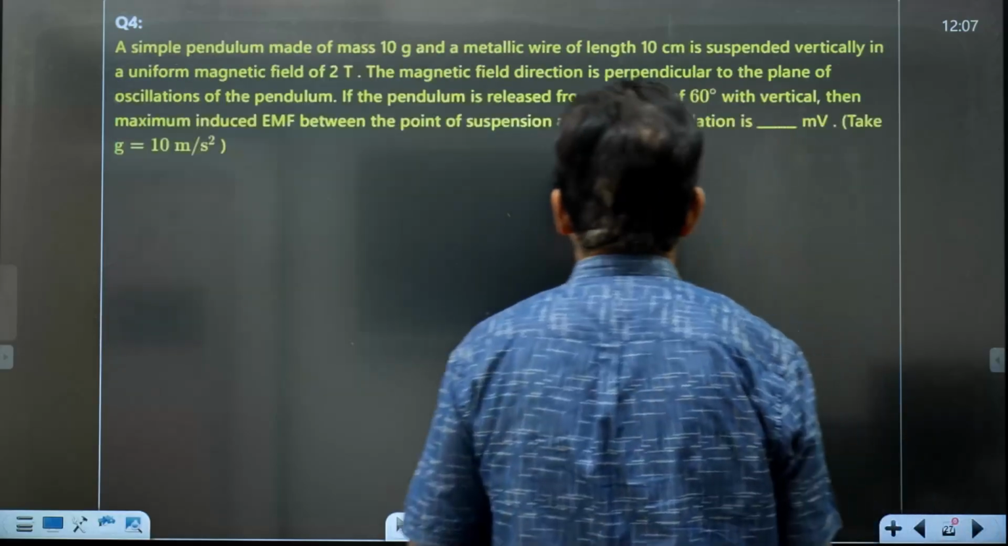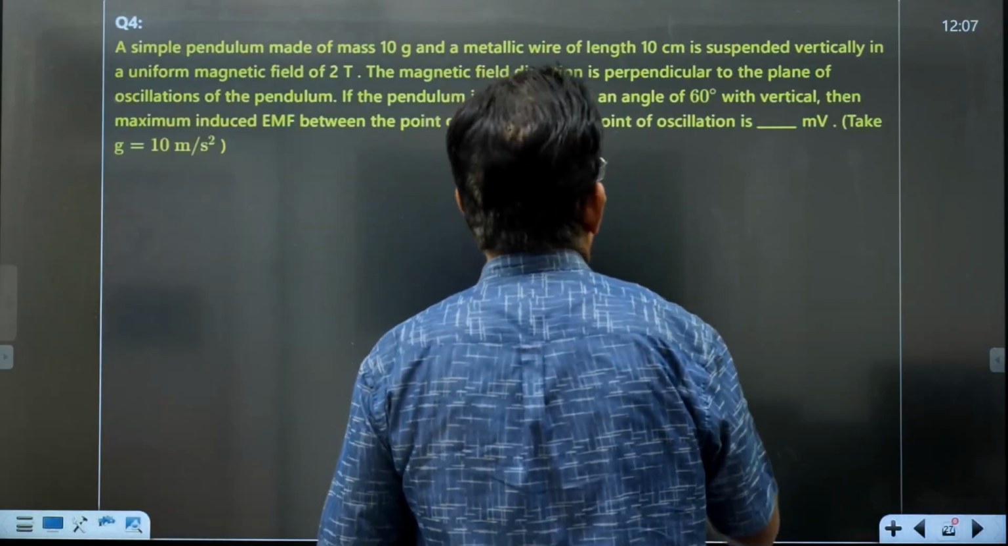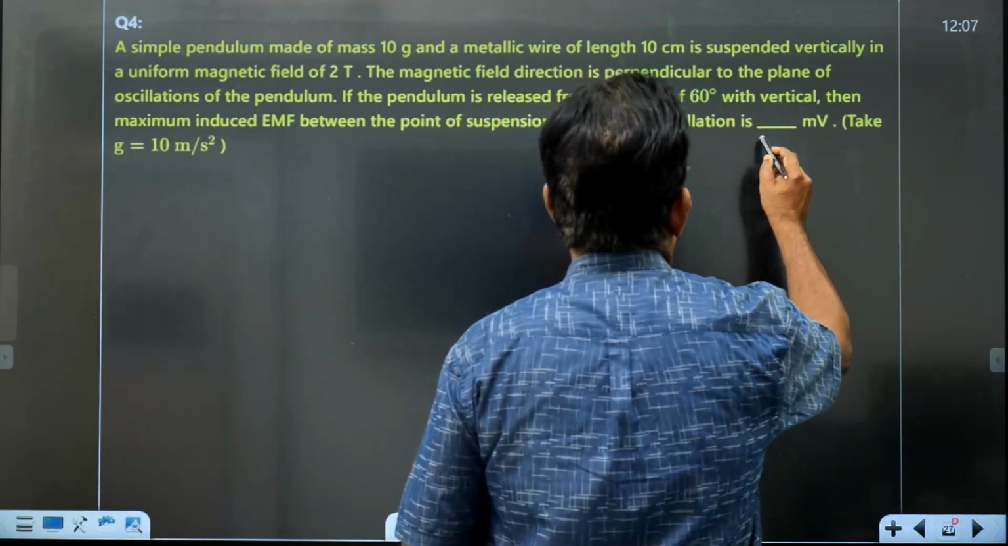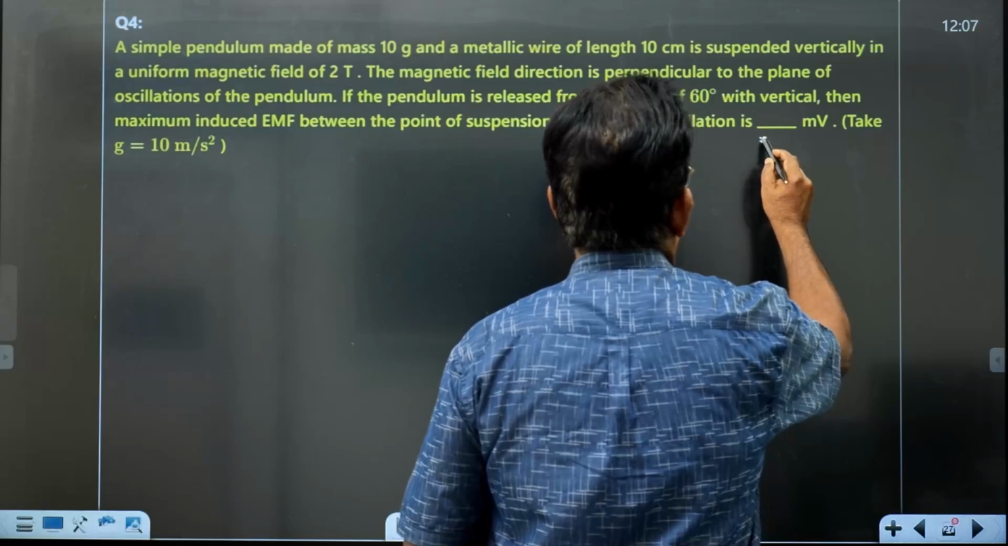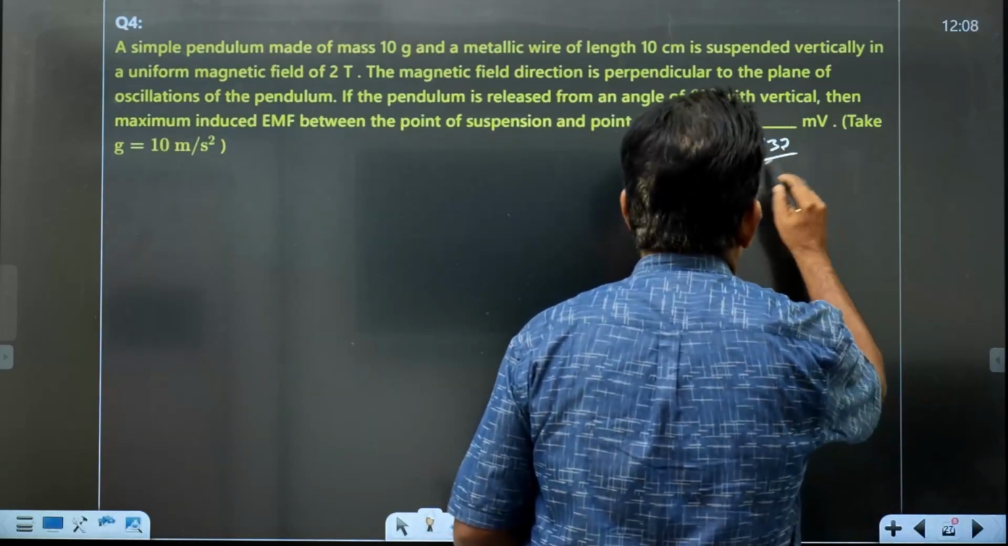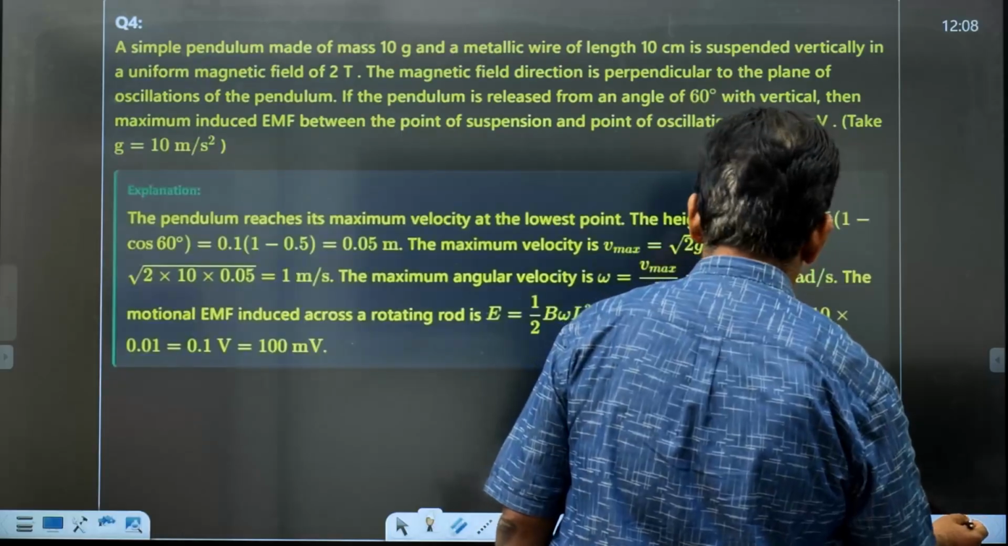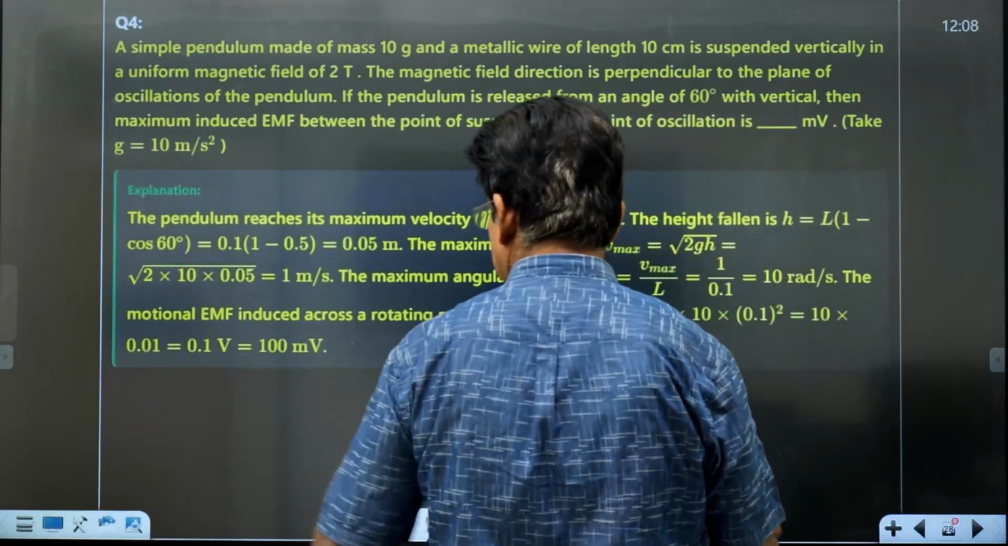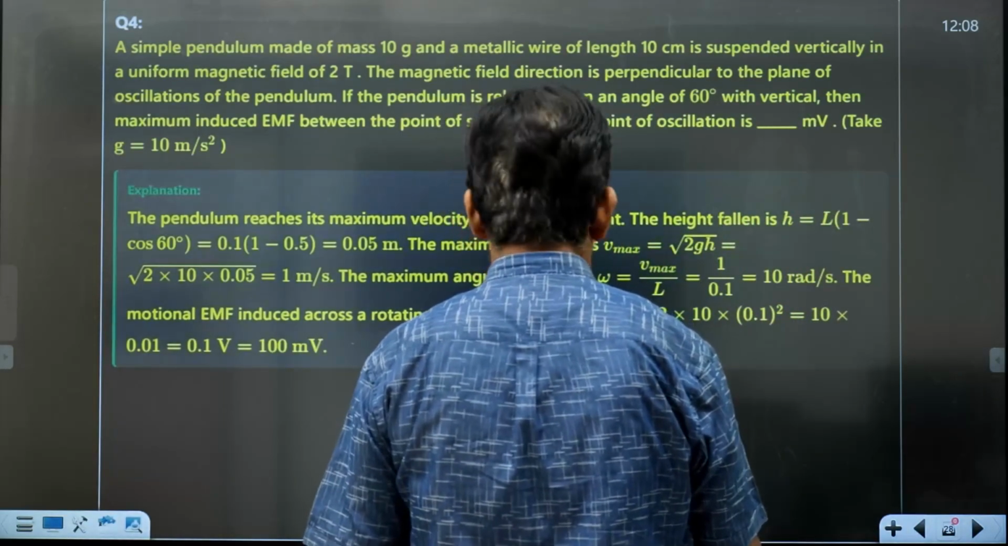Now go to the options. No options, we have to fill up the blanks. Here in the bracket, we have to write how many? 132 millivolt. Okay. Yes, 132 millivolt is there. Okay. Yes.